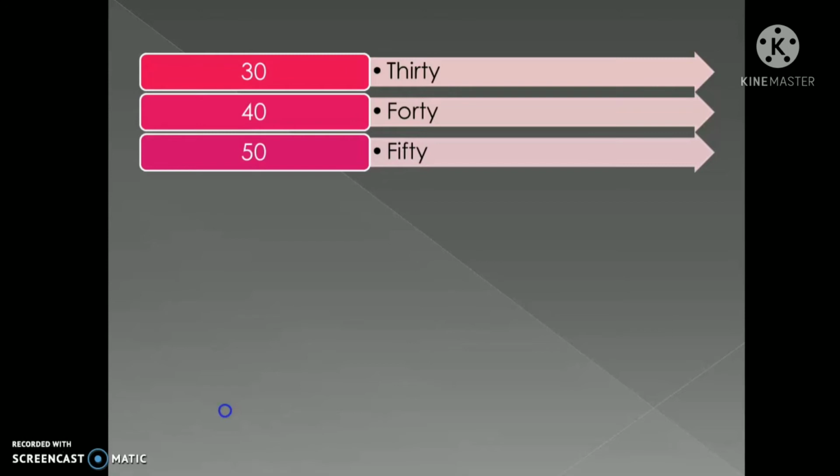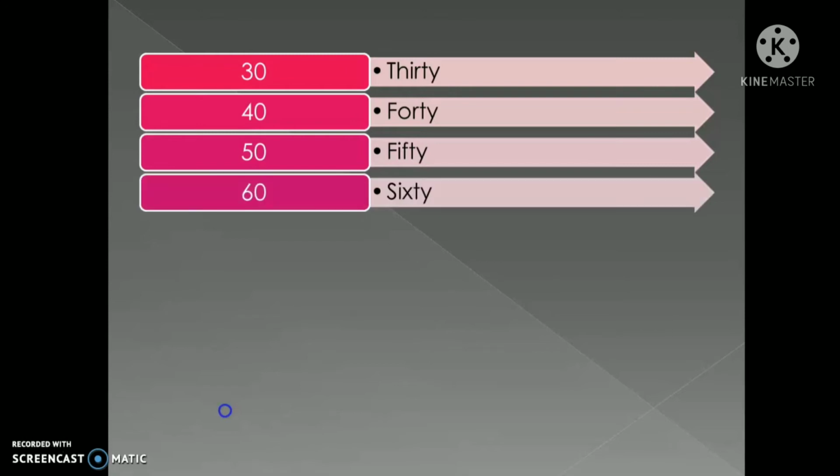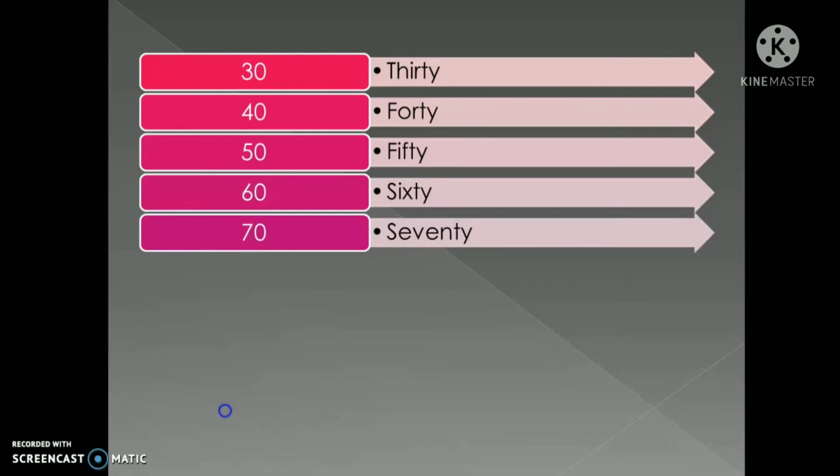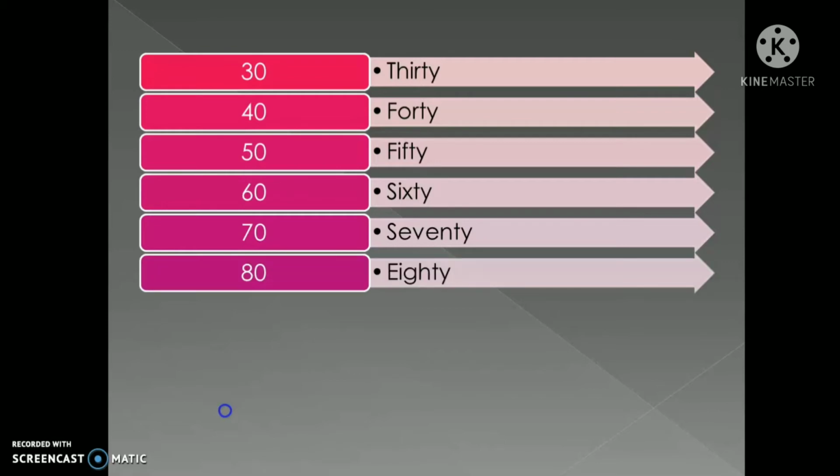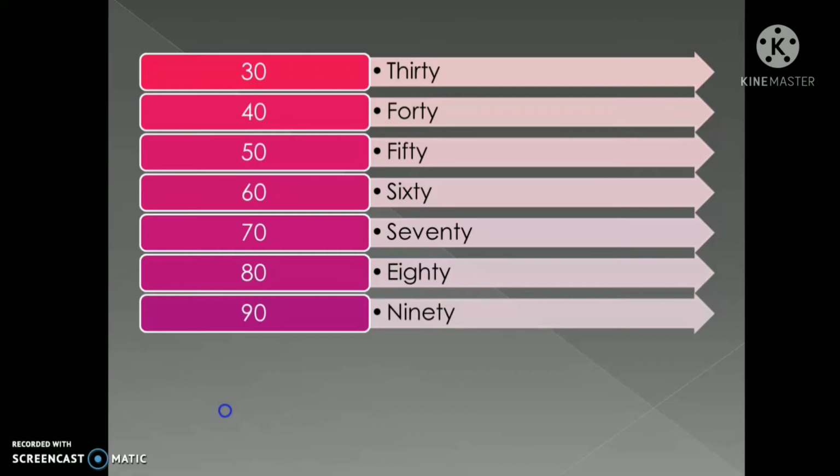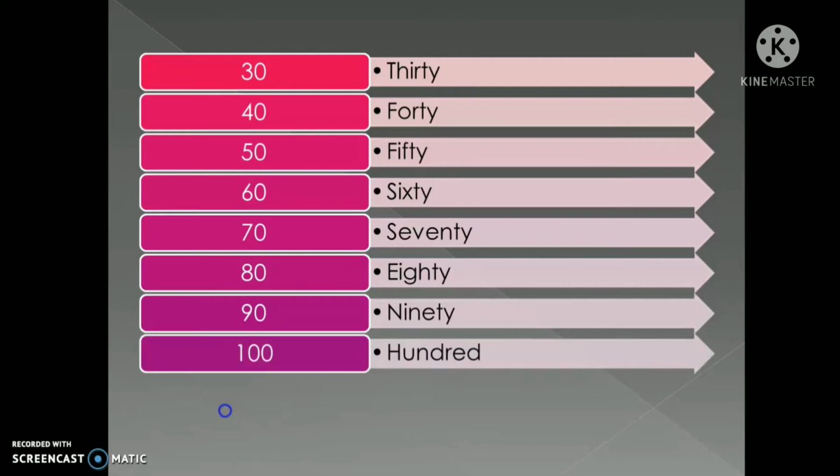Next, 60, S-I-X-T-Y. 70, S-E-V-E-N-T-Y. 80, E-I-G-H-T-Y. 90, N-I-N-E-T-Y. 100, H-U-N-D-R-E-D. Okay. There is no A in between E and D.